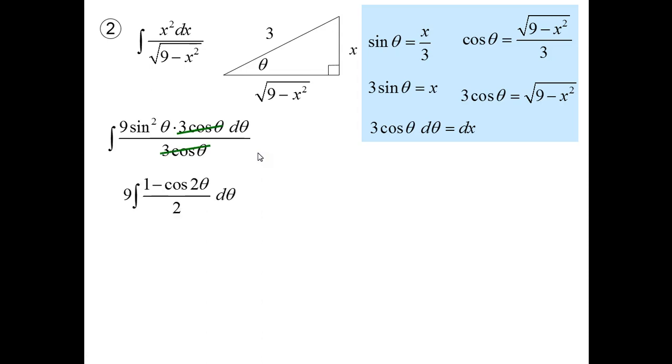So I pulled the 9 to the front, and remember when we integrate sine squared theta, we're going to use this formula, 1 minus cosine 2 theta all over 2. So I put the 9 halves in the front. And then if I do a little u substitution, this becomes 9 halves theta minus 9 halves times 1 half sine of 2 theta plus C.